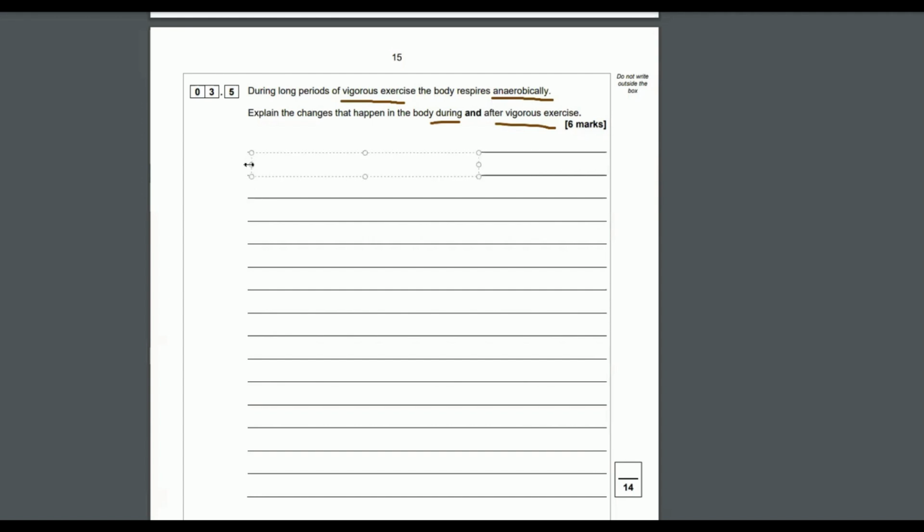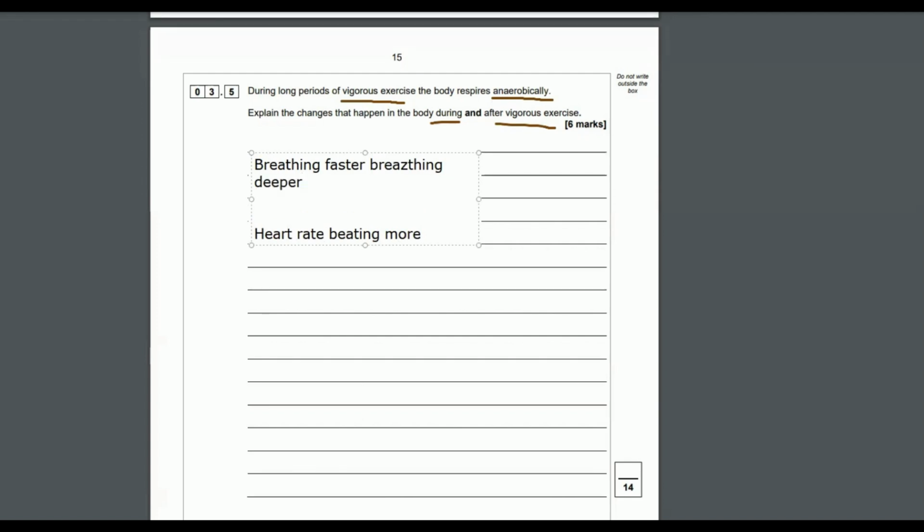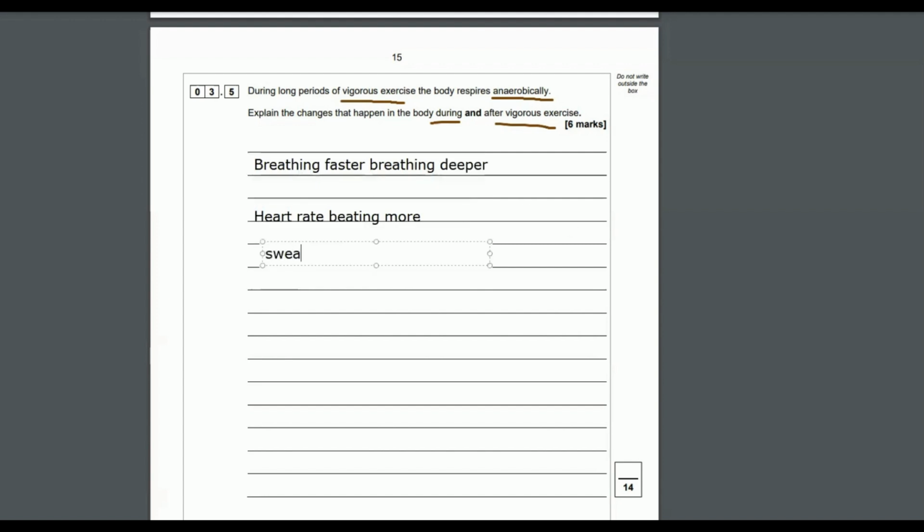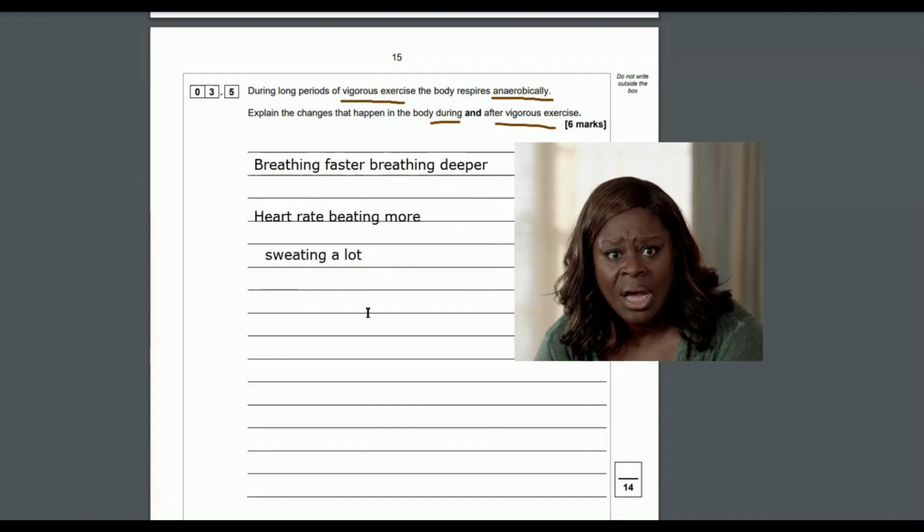Think about exercise. What are the physical changes that happen while you're exercising? So there's two main ones. We're going to be breathing faster and you're going to breathe deeper as well. Heart rate beating more. If it's vigorous, you're breathing that air in really deep. You're also probably sweating a lot, but this is more of an extras one. So these are three changes.